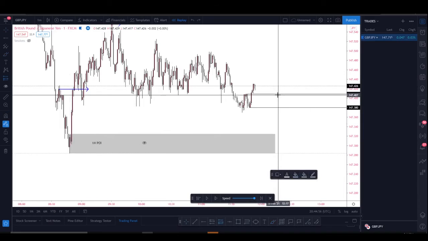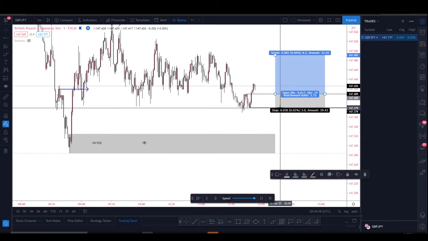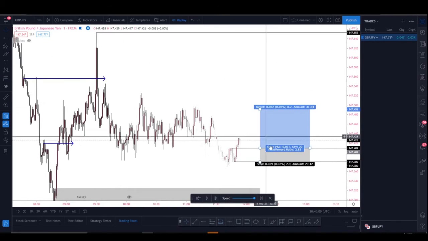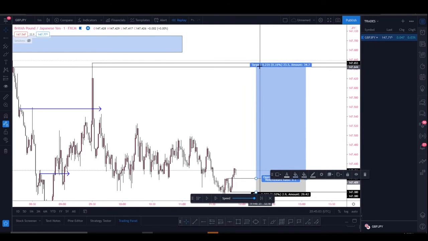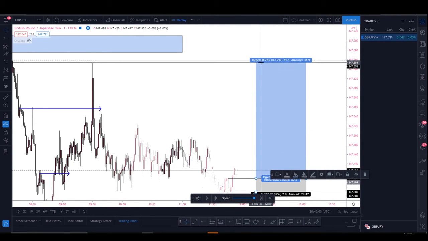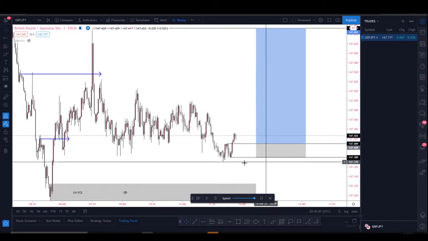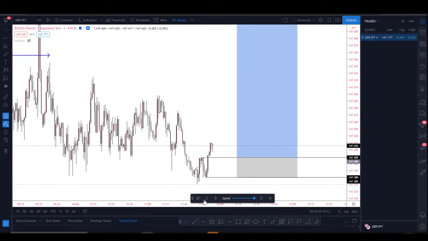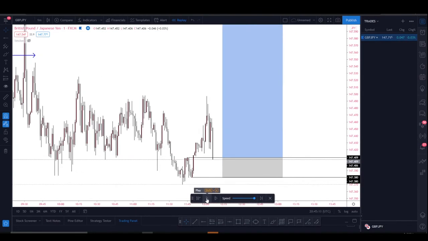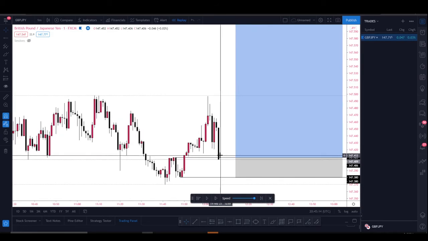So as my entry, I had a limit right over here with a stop loss of about 3 pips and a take profit of about 24 pips. Exactly, it was exactly right there. Stop loss was there, entry was there, and let's see what ends up happening. Boom. So it automatically comes to our entry.